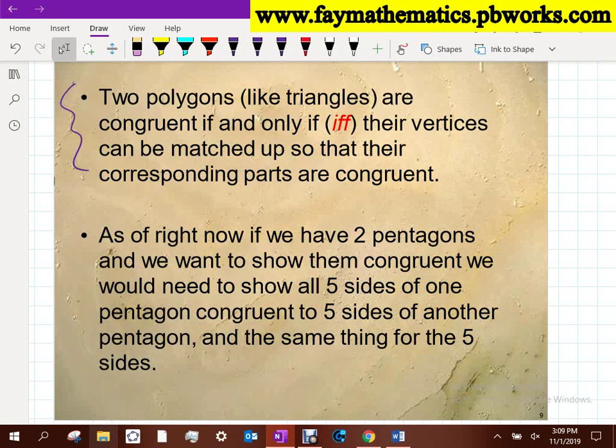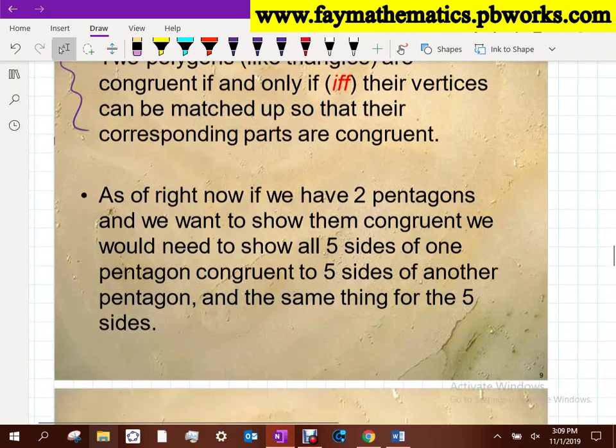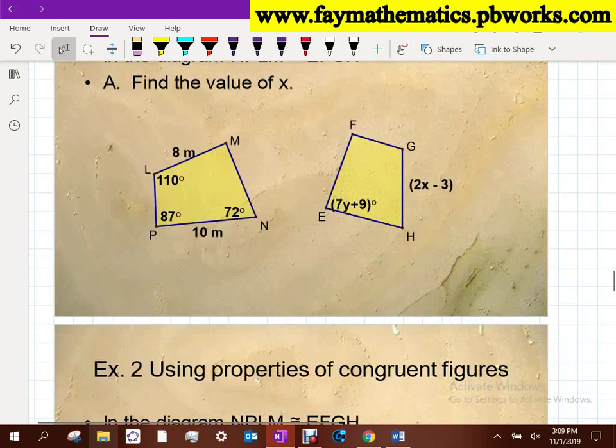We'll break it in half and say maybe 3 sides congruent to 3 sides. We'll guarantee triangles to be congruent. I don't have to look at the angles at all. Okay? So that's kind of what we'll do on Monday.